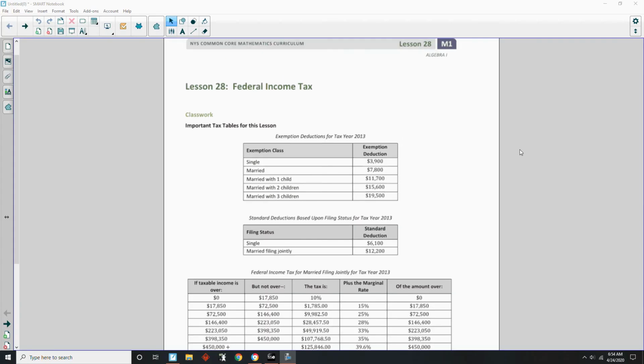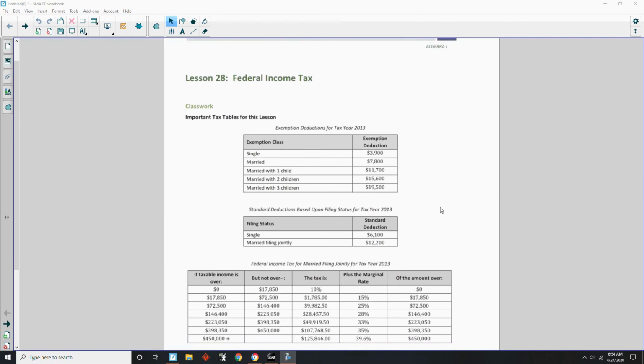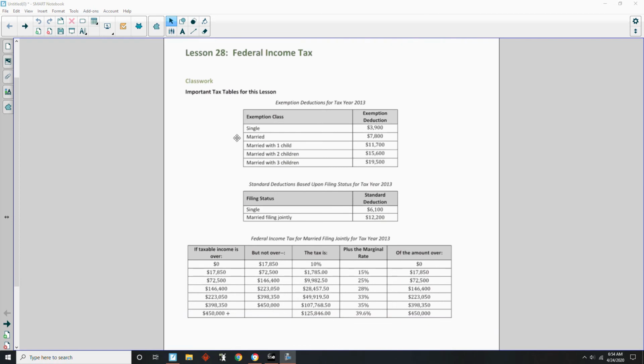Welcome to Lesson 28, Federal Income Tax. Okay, page 1 here is just tax tables. These are values that we're going to use to answer the questions and the exercises of this lesson.